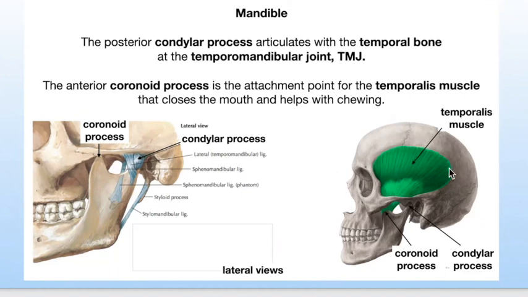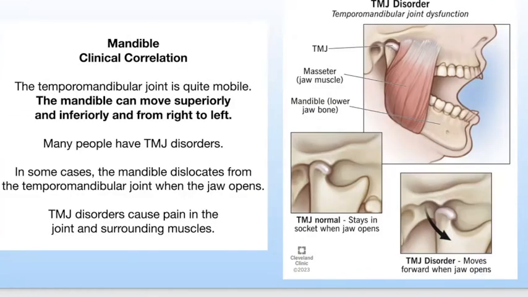And over here we have the temporalis muscle in green, and it's attached to the coronoid process. So the condylar process forms the temporomandibular joint, and the coronoid process is an attachment site for the temporalis muscle. The temporomandibular joint is quite mobile, as it turns out. The mandible can move superiorly and inferiorly and from right to left.